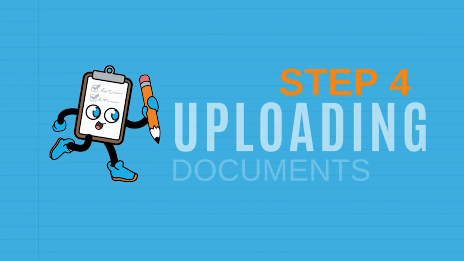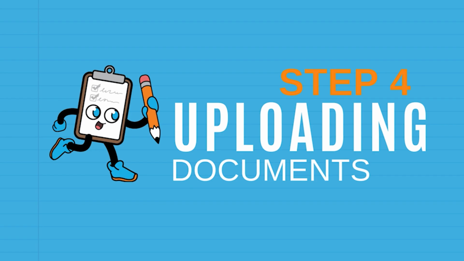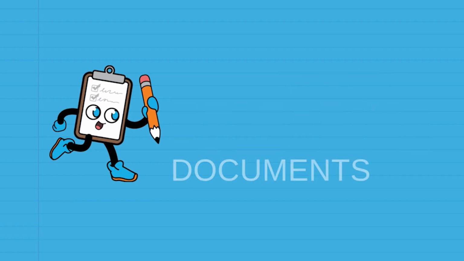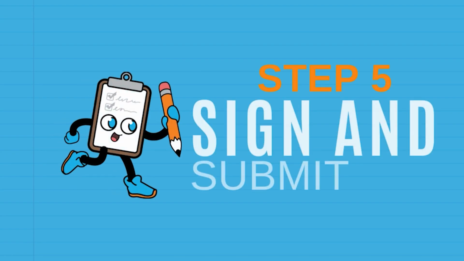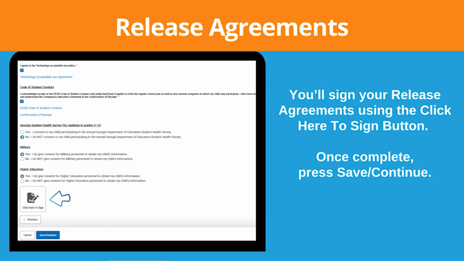Step 4. Uploading documents. Click on the appropriate button to upload your document. Press Save, Continue. You will do this in 2 tabs: Student Primary Household and Student. As you complete the application, continue to click the blue Save and Continue button. Step 5. Release Agreements. You'll sign your release agreements using the Click Here to Sign button. Once complete, press Save, Continue.